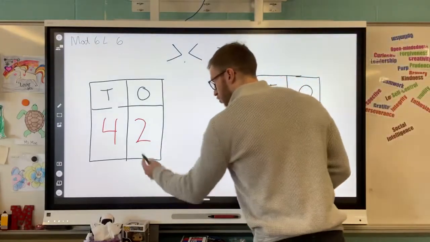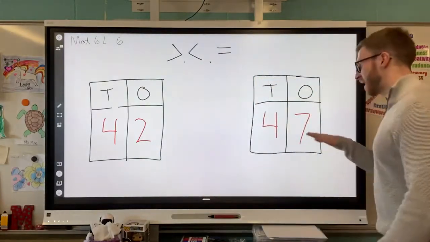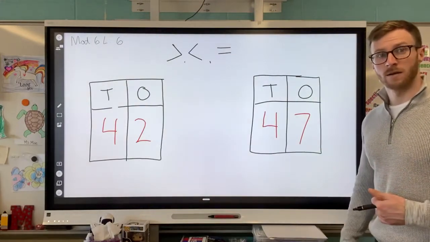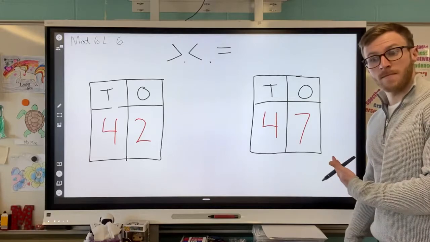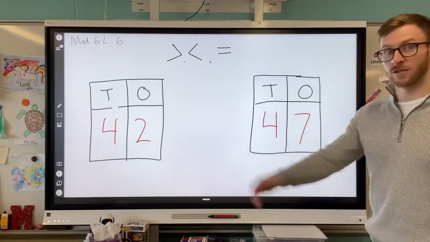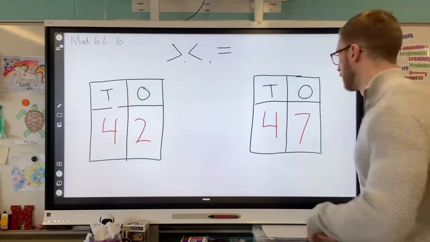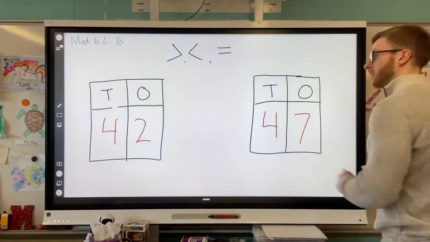So we have 2 ones and 7 ones. Which is the bigger number? Which is more? 2 or 7? 7 is, right? I'd rather have $7 than $2, or 7 cookies than 2 cookies. It's more. All right, so this must be the bigger number.